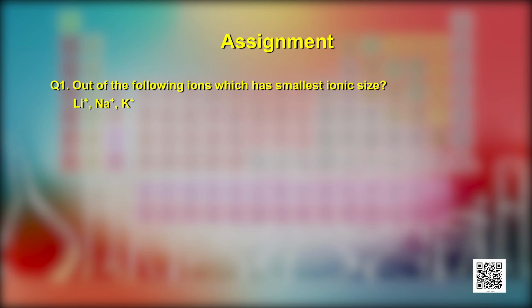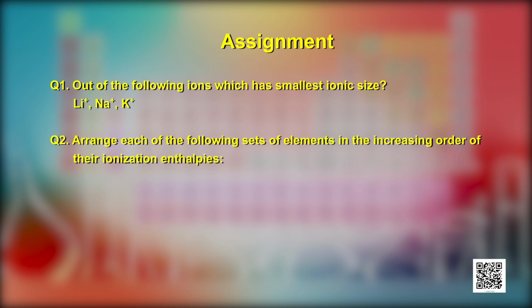Students, here are a few questions for you to practice. Question 1. Out of the following ions, which has smallest ionic size? Lithium ions, sodium ions, or potassium ions? Question 2. Arrange each of the following sets of elements in the increasing order of their ionization enthalpies. First, oxygen, nitrogen, sulfur. Second, lithium, beryllium, sodium. Third, neon, helium, argon.